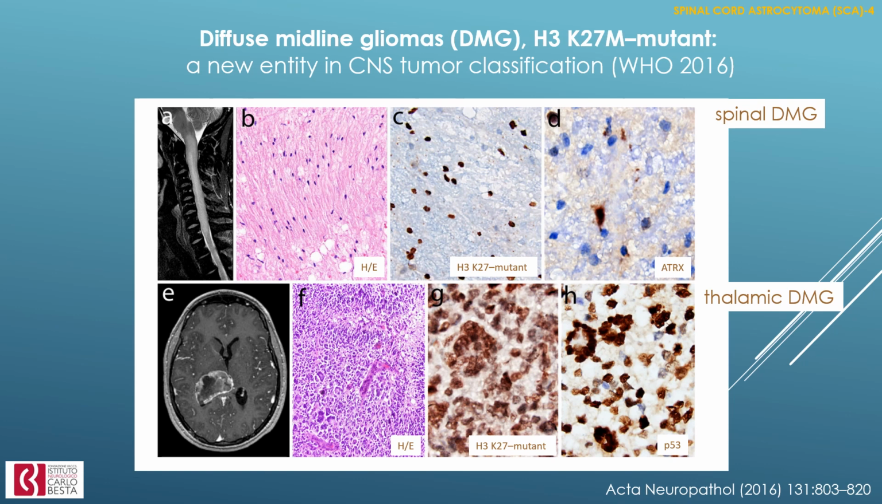In contrast, the thalamic example shows a rim-enhancing mass on post-contrast T1 MRI, and histology demonstrated classic features of glioblastoma with prominent multinucleate giant cells. In addition to H3K27 mutant protein expression, there is a strong P53 staining.